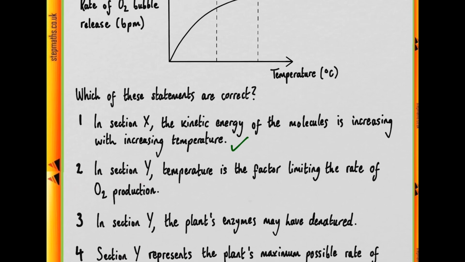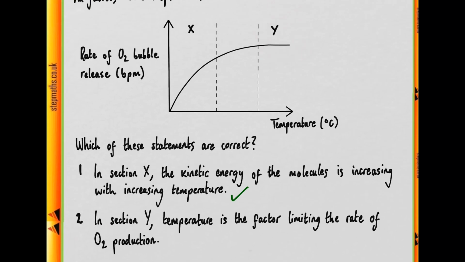Moving on to statement 2, in section Y, so that's the plateau section, the temperature is the factor limiting the rate of oxygen production. Now by definition we know this to be false because the temperature is increasing and yet the rate of oxygen bubble release is not increasing. Therefore, temperature isn't limiting the increase in the rate of oxygen release, it must be some other factor.